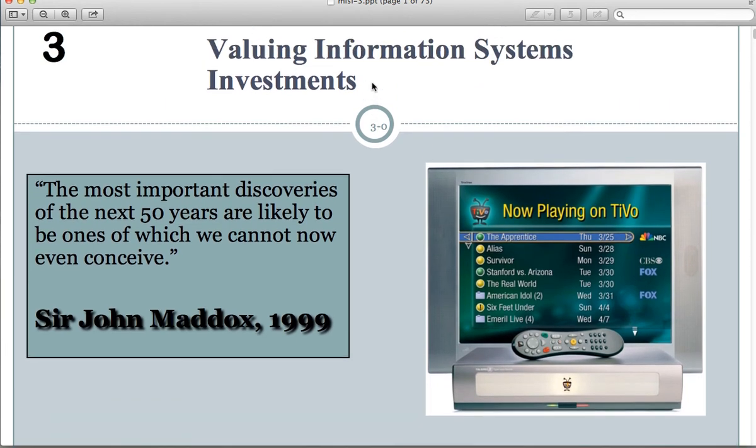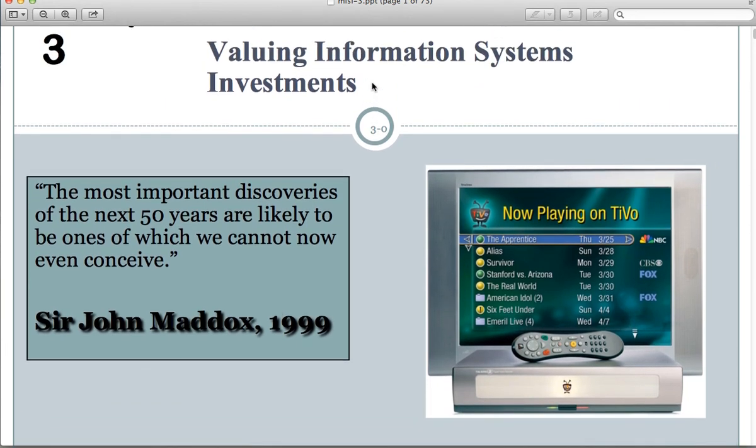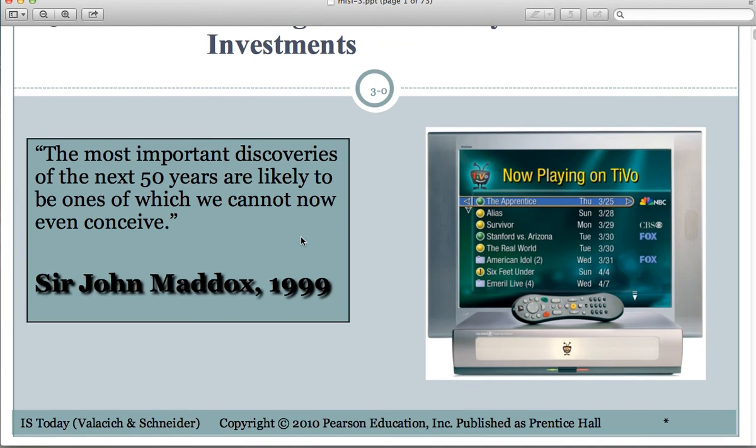And so what do we have here? From 1999: the most important discoveries over the next 50 years are likely to be ones of which we cannot now even conceive. Actually, I would not agree with that right now, but who knows, it might actually be the case.